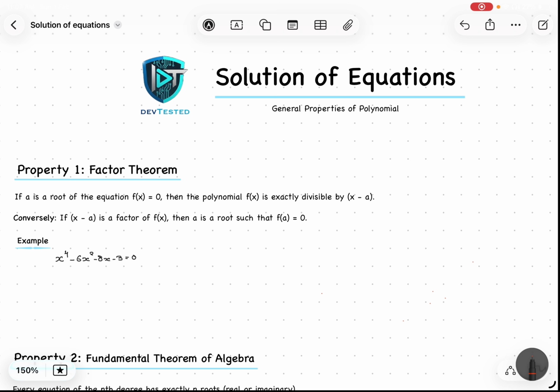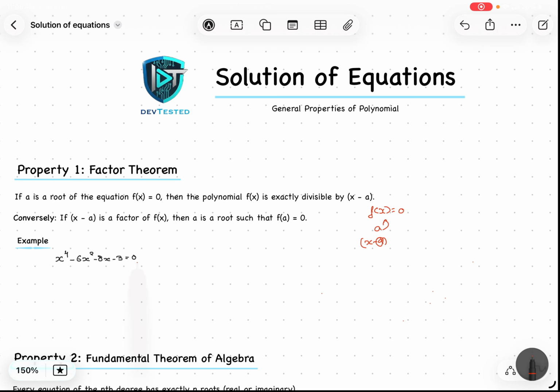What does this mean in simpler terms? If f of x equals 0 and a is the root of this equation, then x minus a is the factor of f of x. Conversely also, if x minus a is the factor of f of x, then a is the root.